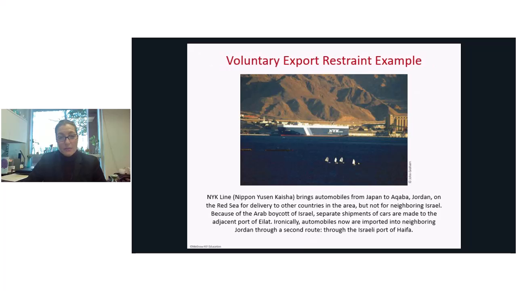So an example of a boycott is evidenced here, where we've got a Japanese freight ship bringing automobiles from Japan to Jordan via the Red Sea, but they don't take it to neighbouring Israel because of an Arab boycott of Israel. And so, ironically, automobiles are imported into Israel on a separate shipment.